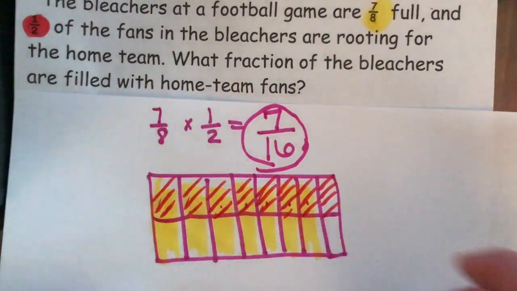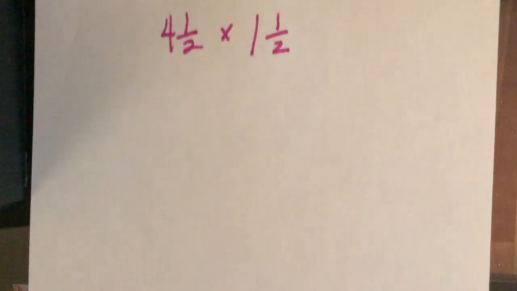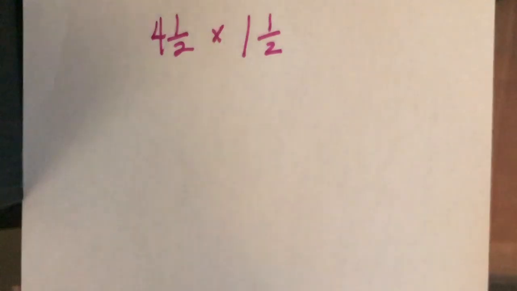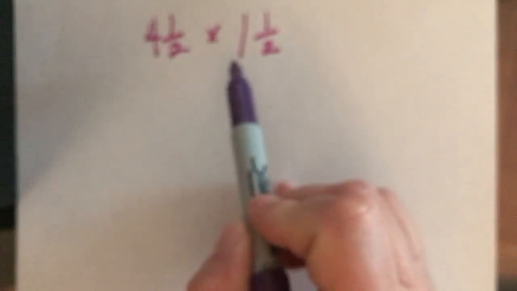Okay. Next, I wanted to show you how to do an area model with mixed numbers. Now, this is one of the problems from your work today. I already did a video on doing the window method, which is also called an area model. I'll refresh that in a second when I finish this, but I wanted to show you how to do this the coloring way. So 4.5 times 1.5.